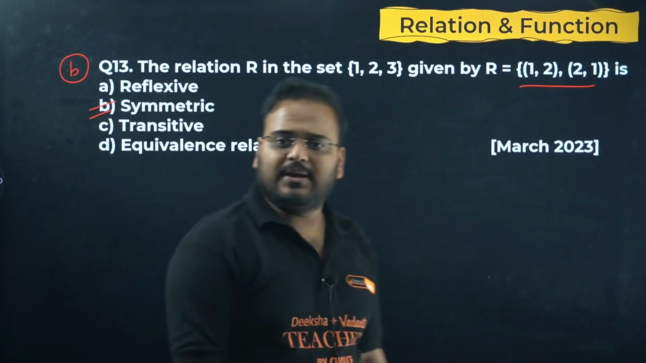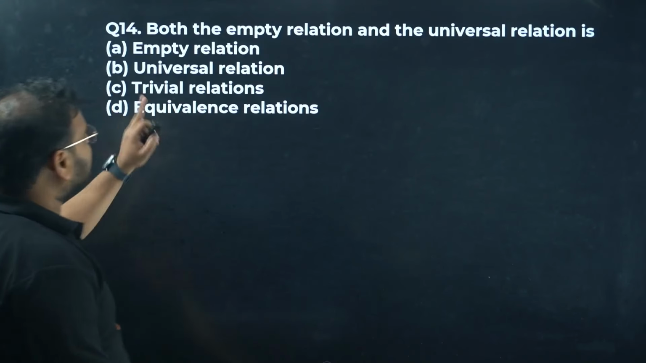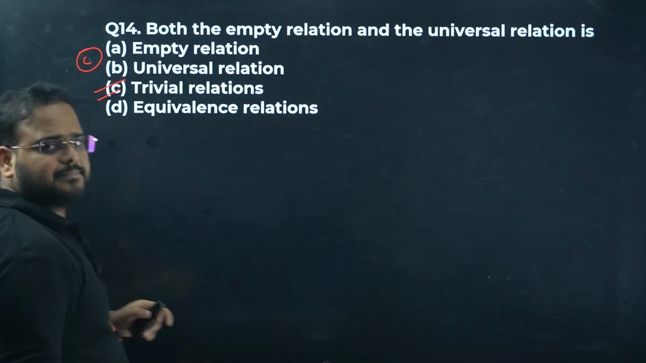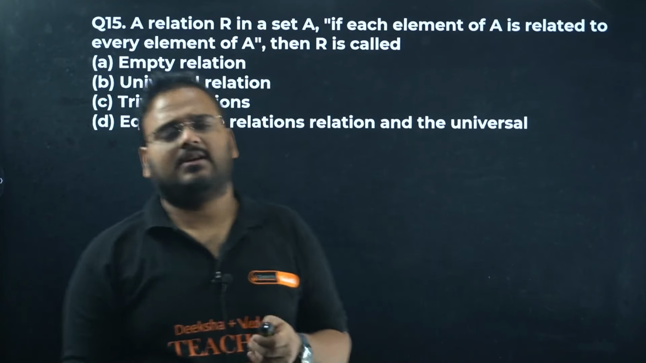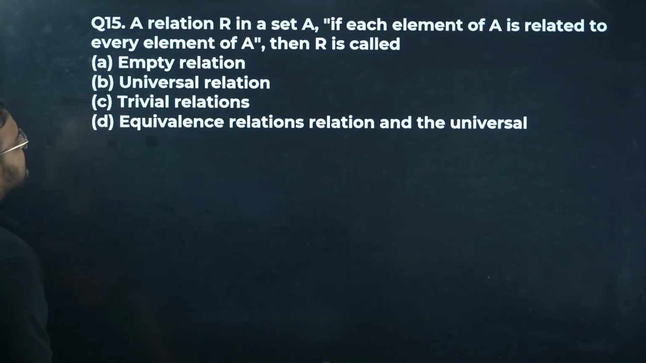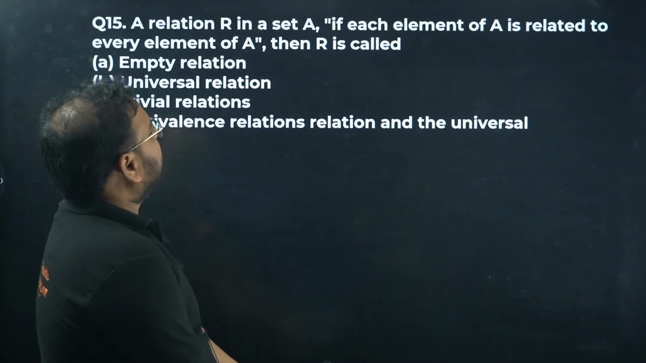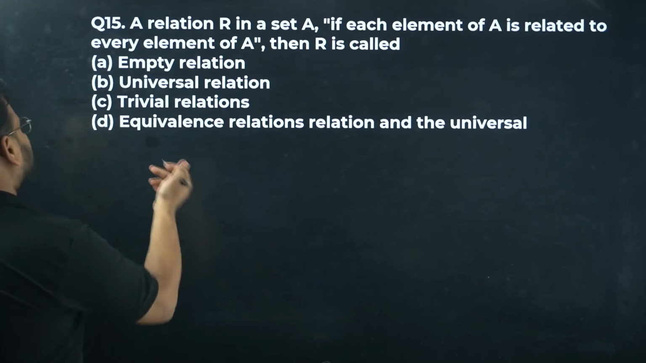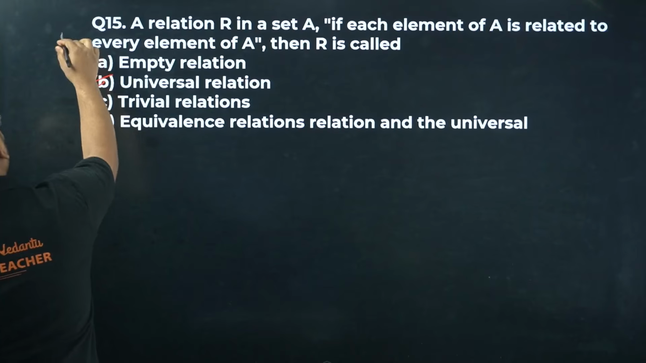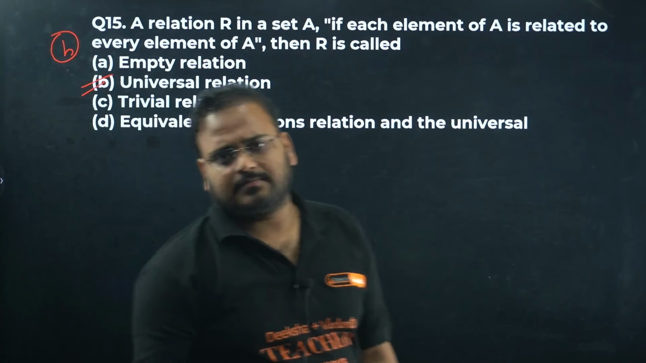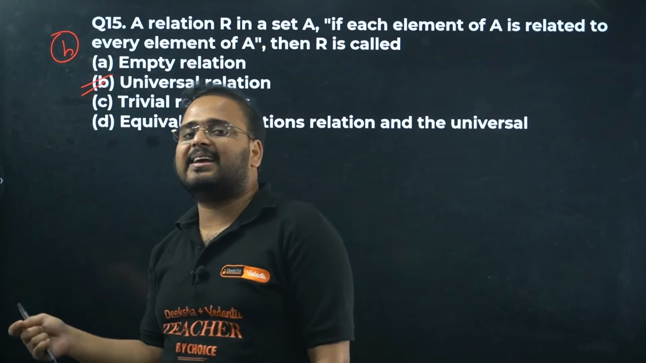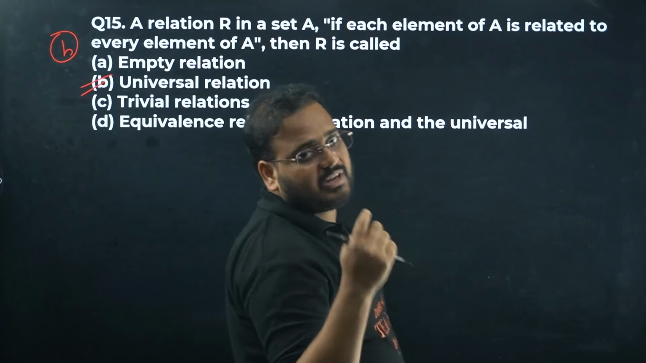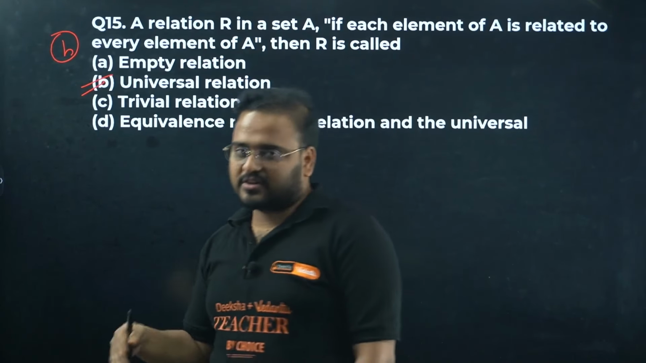Next one. B is clear, move on. Both the empty relation and universal relation are trivial relations. So this is a definition based question. Option C is right. They're both trivial in nature. Next, a relation R in the set A, if each element of A is related to every element of A, then R is called as, okay, this is the definition of universal relation actually. Correct, no? Each element in the set A is related to each and every element in the set A. It becomes a universal relation.